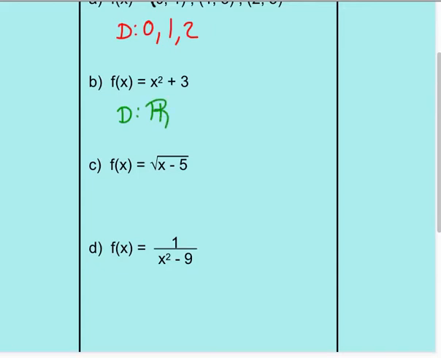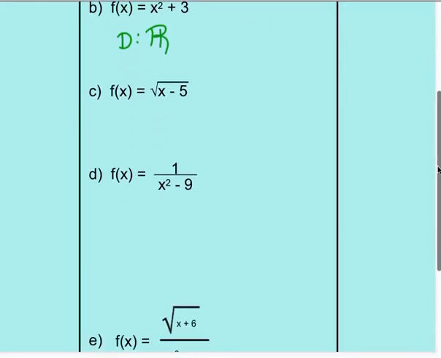Part C, we have a value under a radical. Well, we can't take the square root of a negative, so my domain would be, what's under the radical must be greater than or equal to 0. We can take the square root of 0, so that is part of our domain. So I'm going to solve for x, and my domain is all x values such that x is greater than or equal to 5.